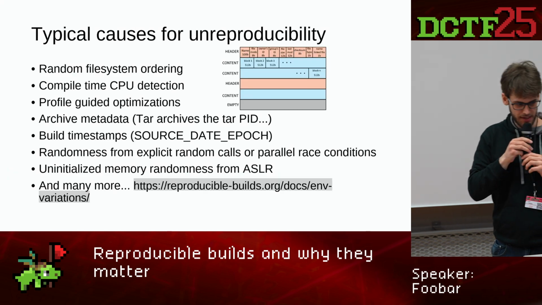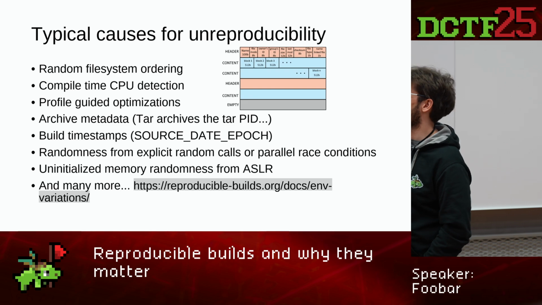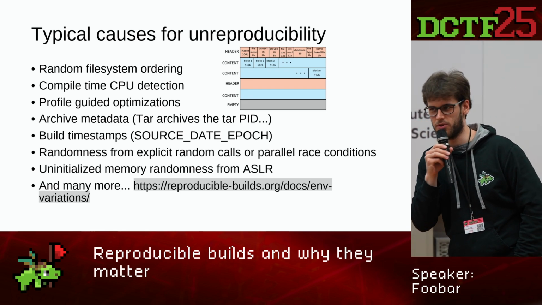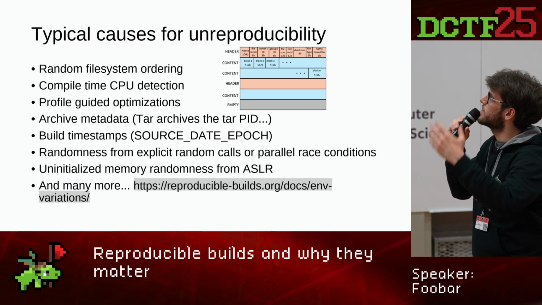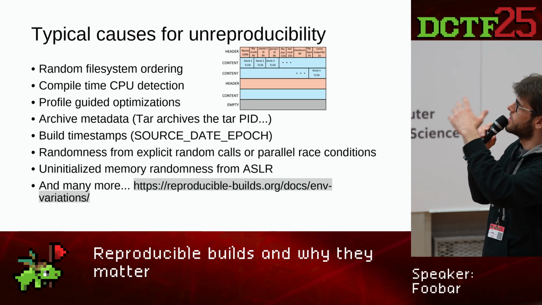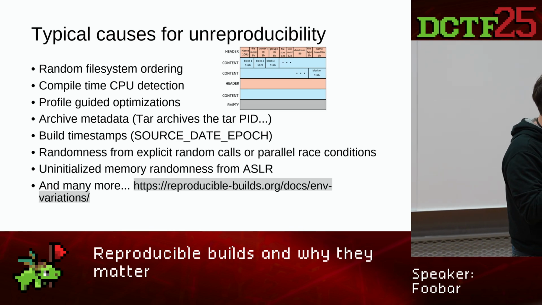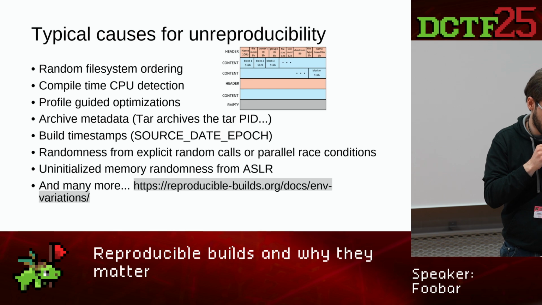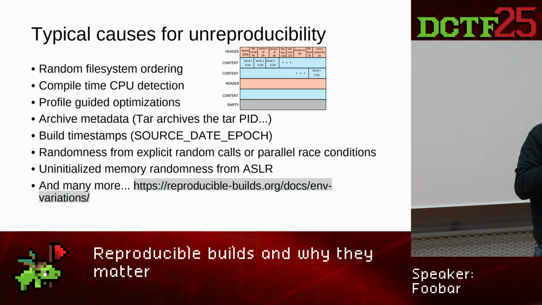So let's say I convinced you, and now you care about reproducible builds. How do you go about fixing unreproducibility in your code base? These are top things that cause unreproducibility. It's by no means an exhaustive list. The exhaustive list is on the website, and even that one's probably not exhaustive. These are just the most common scenarios of why things become unreproducible.